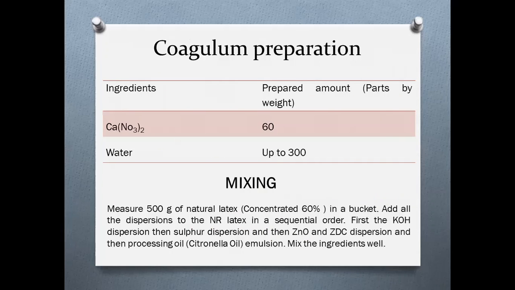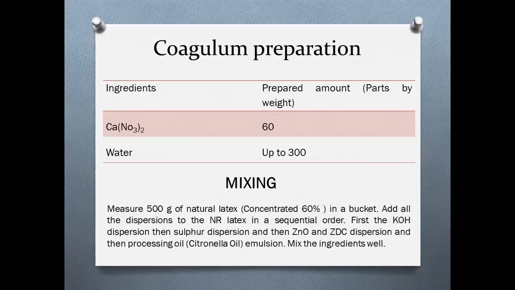The next thing is coagulum preparation. I told you before that this process is coagulum dipping, so we have to prepare the coagulum. Here the coagulum is calcium nitrate 60 parts, and you have to add water up to 300 parts by weight.